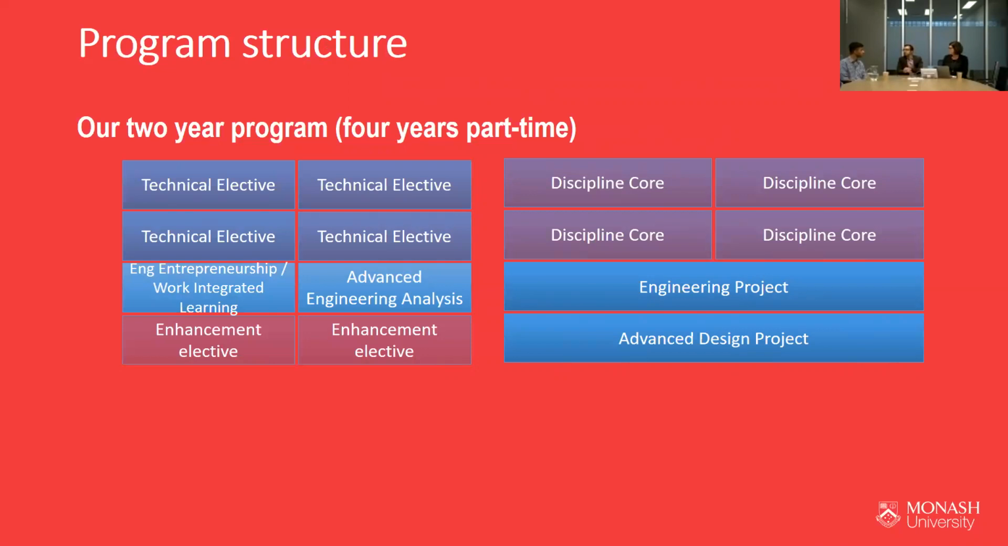So what that means is that we have these projects running in teams where a student from a chemical engineering background will be working in a team with mechanical, materials and even electrical engineering students. So they get to learn from each other, but the common goal that they work towards is to develop those engineering solutions. So these two project units are quite exciting.